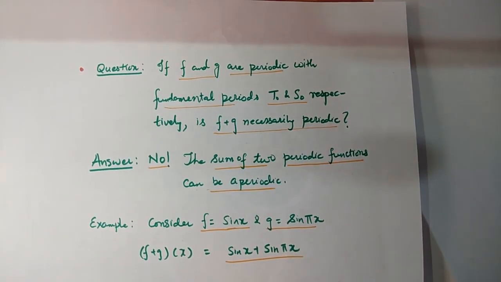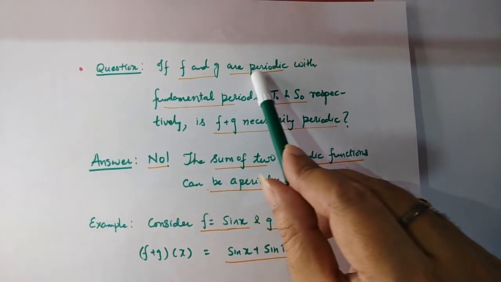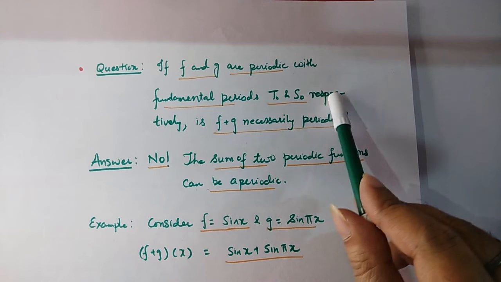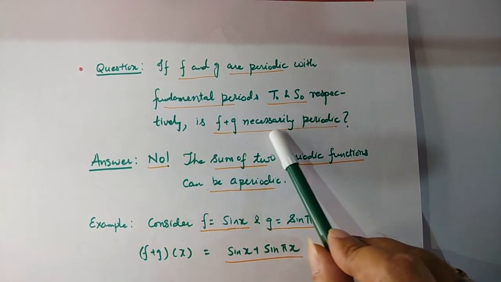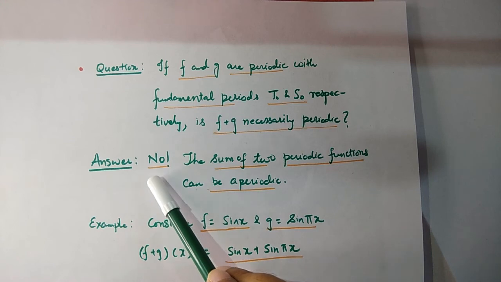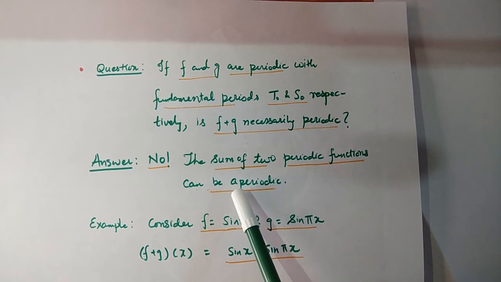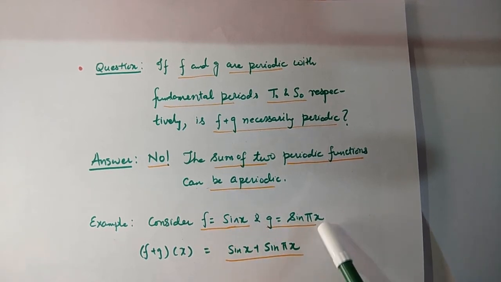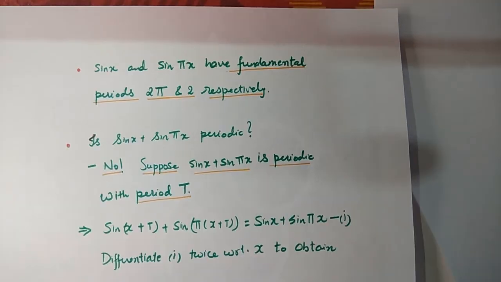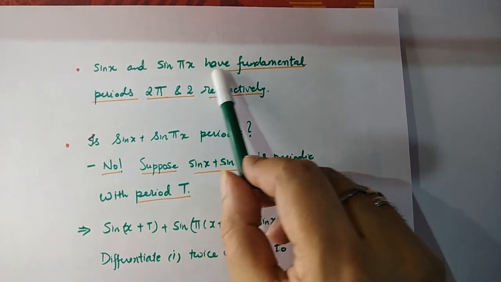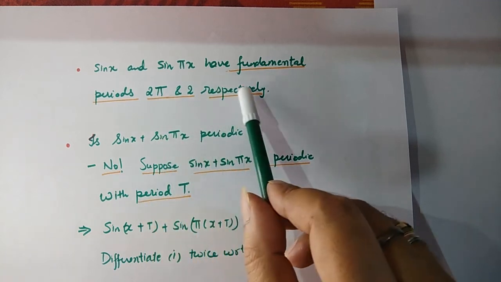Now we ask another important question. If f and g are periodic with fundamental periods t0 and s0 respectively, is f plus g necessarily periodic? The answer is again no. The sum of two periodic functions can in fact turn out to be aperiodic. Let us see an example. Consider f equal to sin x and g equal to sin pi x. Then f plus g of x is equal to sin x plus sin pi x. Sin x and sin pi x have fundamental periods 2 pi and 2 respectively.